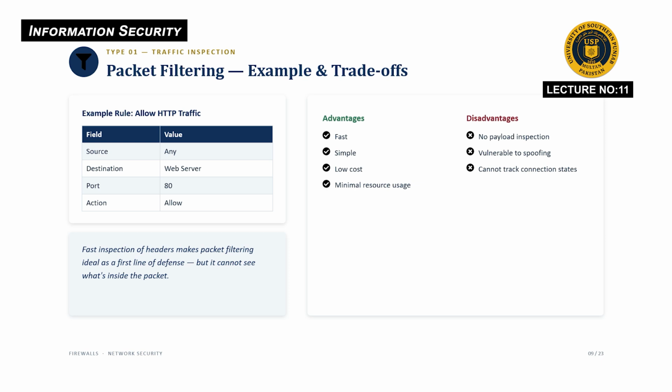Packet filtering firewalls have several advantages. They are fast, simple, inexpensive, and use fewer resources. However, they also have disadvantages because they cannot inspect packet content, they are vulnerable to spoofing attacks, and they cannot track connection state.